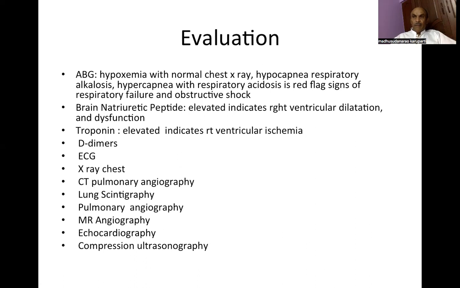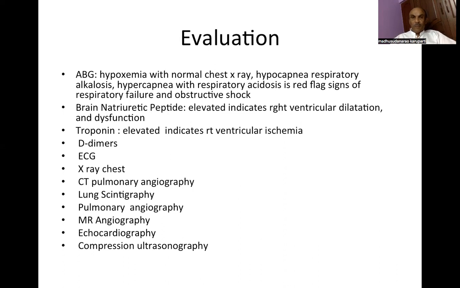Well, having encountered the patient with these clinical presentations and the history, proceed with the rapid evaluation. Take the ABGs. ABGs will show presence of hypoxemia. Hypoxemia in the presence of a normal X-ray chest is suggestive of pulmonary embolism. There is hypocapnia associated with respiratory alkalosis.